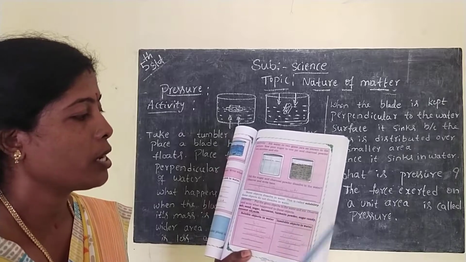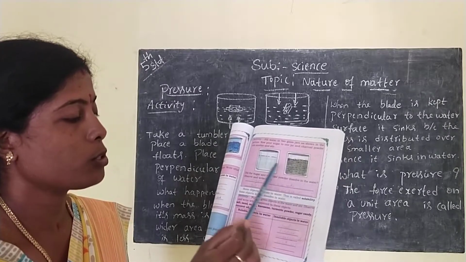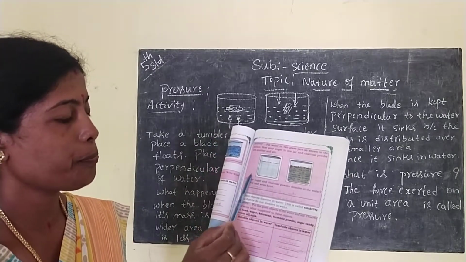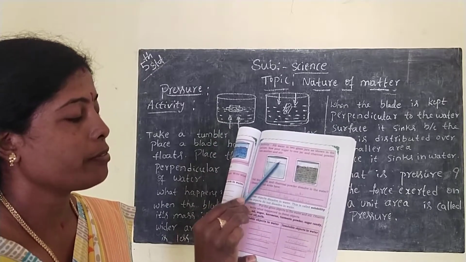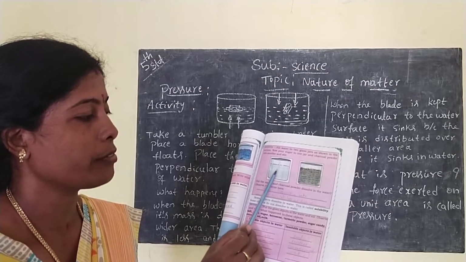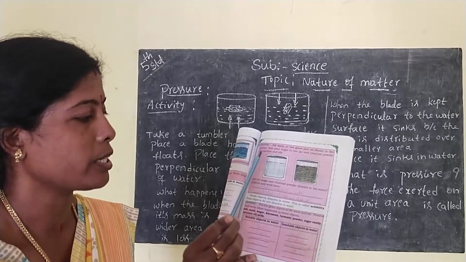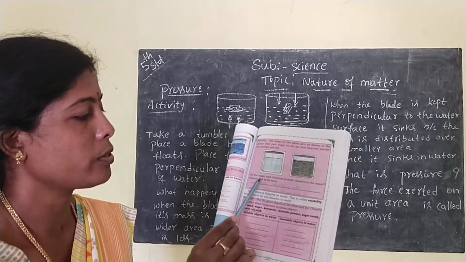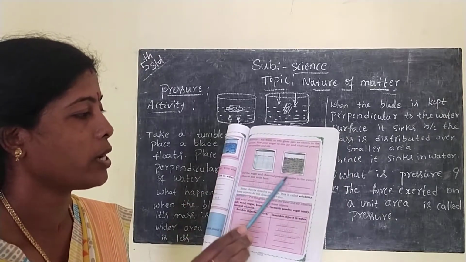What happens? Did the sugar and the charcoal powder dissolve in water? Observe and write here. In the first picture, what happens? The sugar will completely dissolve. We can't see any sugar particles. That means sugar dissolves in water. Okay, you have to write here, sugar dissolves in water.